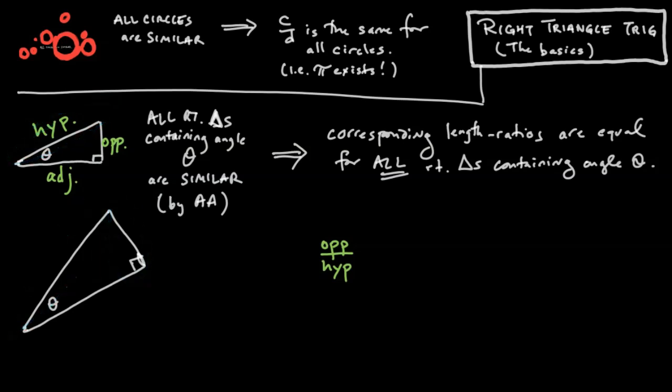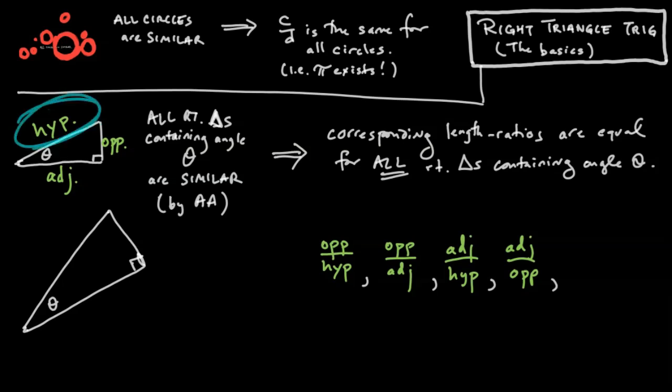But we could consider other ratios as well. For example, we could have considered the opposite side to the adjacent side, this leg to this leg. That ratio will be the same in all right triangles that contain angle theta. Well, those are the only two ratios where we start with the opposite on the top, but we could have others like adjacent to hypotenuse or adjacent to opposite. And what have I left out? I've left out the cases where hypotenuse is on top. So we could have hypotenuse to adjacent or hypotenuse to opposite.